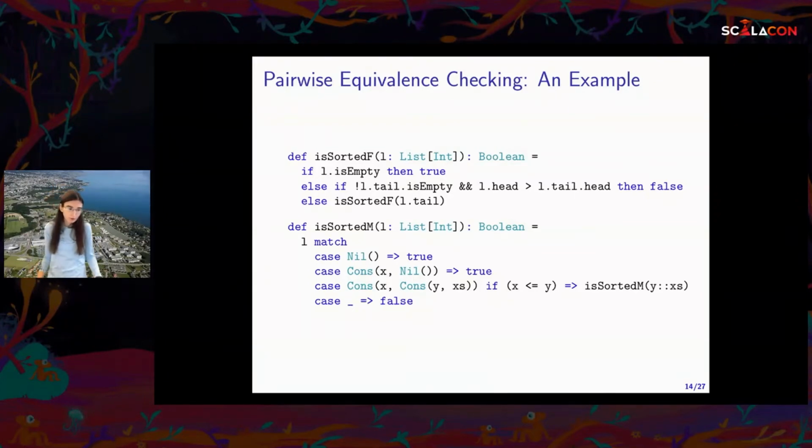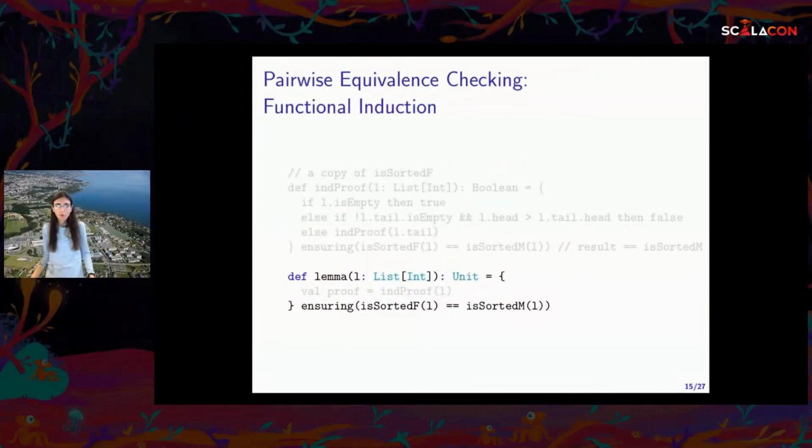The way to check this, using formal verification, using Stainless, is to write this lemma and ask Stainless to check whether it is true or not. The lemma only says what is in this ensuring: prove that is sorted f returns the same as is sorted m for all input lists f. If you ask this of Stainless, it will get very busy, but it will not tell you the answer, because this is too hard. Those two programs are recursive, and proving equivalence of recursive programs is very hard.